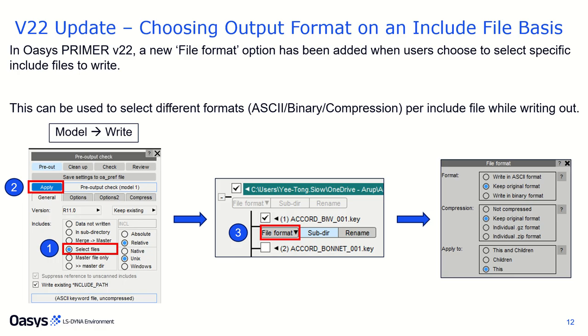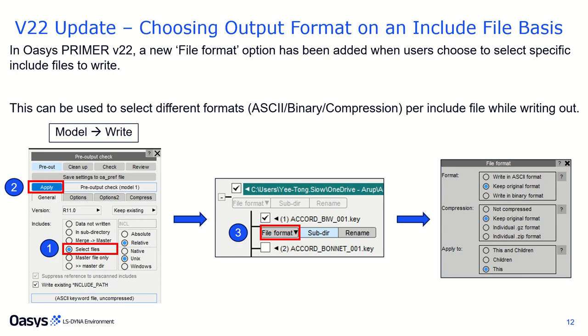So one more thing to talk about, which is a version 22 update. In Oasys Primer version 22, you have a new file format option that's been added when you choose to select specific include files to write. So how can you toggle this? In your model write section, there should be an option in number 1 called select files. When you click on select files, that allows you to choose which include files you would like to write out and which include files you would like to not write out.